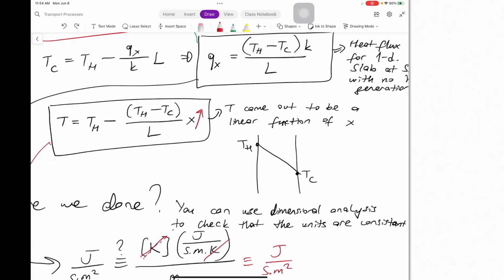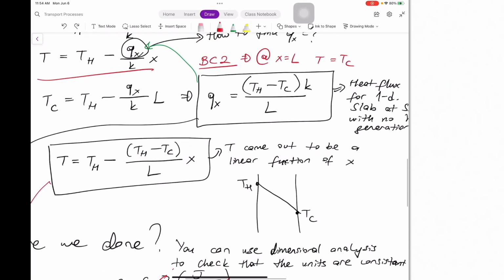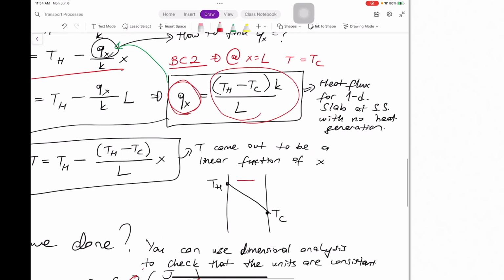Another thing, you should check the sign of this Q. This is positive, right? T hot is larger than T cold. So this entire thing is positive. So qx is positive. So qx is towards the plus x direction, and that's correct. That also makes sense. So you can actually check those things pretty quickly to see whether you made any mistake while you derive these equations.